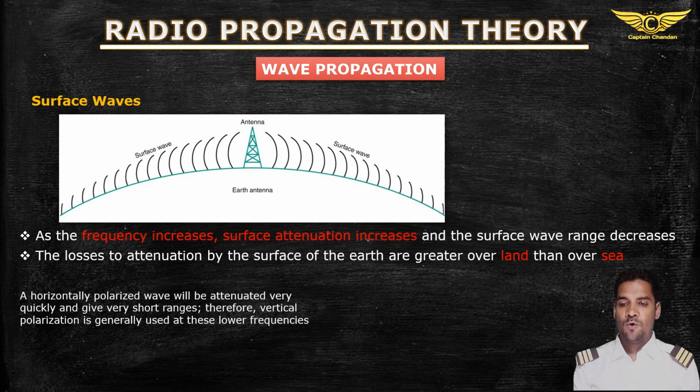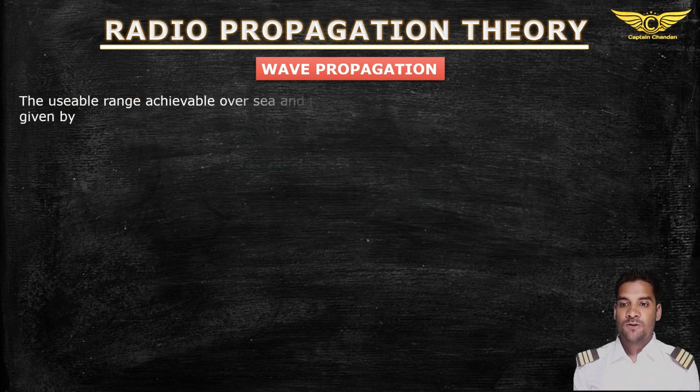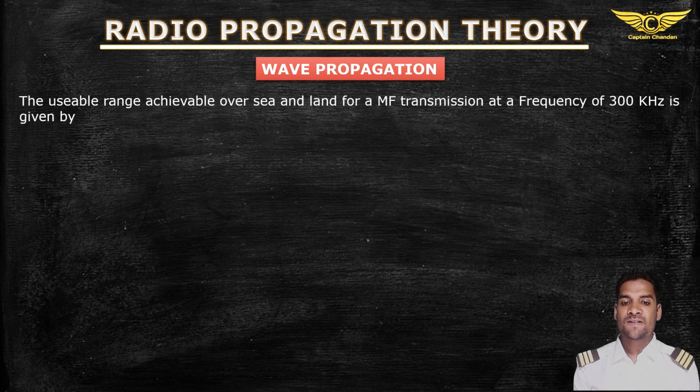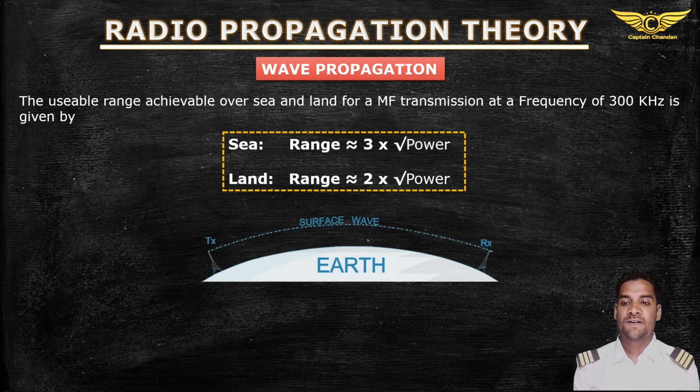We can see further: a horizontally polarized wave will be attenuated very quickly and give a very short range. Therefore, vertical polarization is generally used at the lower frequency. The usable range achievable over sea and land for a medium frequency transmission at a frequency of 300 kHz is given by: sea range is 3 times power, land range is 2 times power. Very important terms. So for surface wave, land range is lesser than sea range.